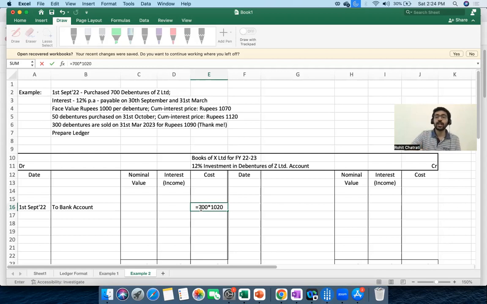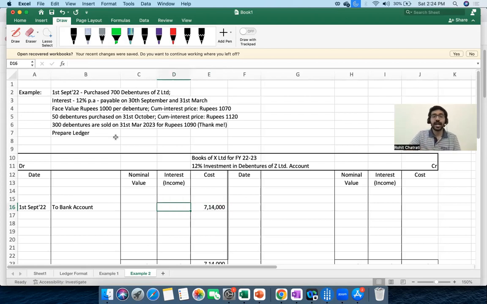I am only recording the investment column by debiting investment by 1020, not by 1070, because the 50 debit is actually going to go to the interest column. This is the true investment column. Over here, I'm debiting it only by 1020, which happens to be 700 multiplied by 1020, because I've purchased 700 debentures. I will be debiting interest income by 50 rupees, and therefore over here it will be 700 multiplied by 50 rupees, which is actually 35,000.